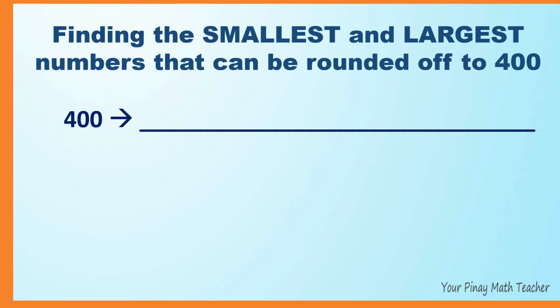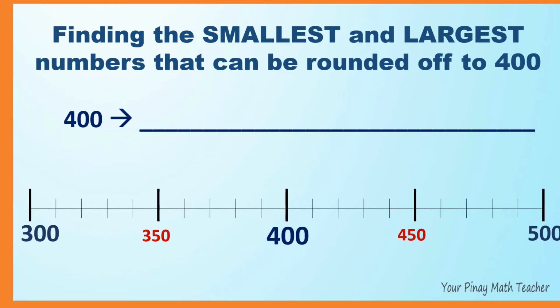How about the smallest and the largest numbers that can be rounded off to 400? Again, let's take a look at the number line. Between 300 and 400 is 350. It reaches the middle of 300 and 400. Therefore, it has to be rounded off to the greater 100, which is 400. Similarly, 450 is to be rounded off to 500.